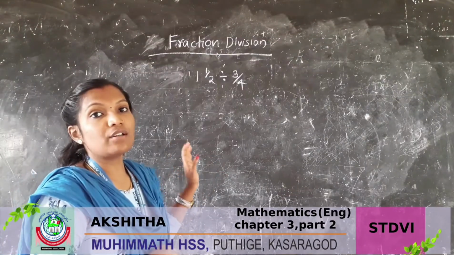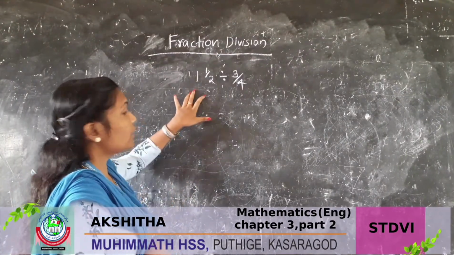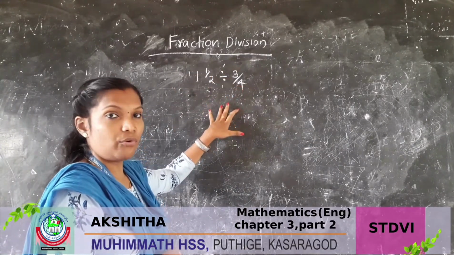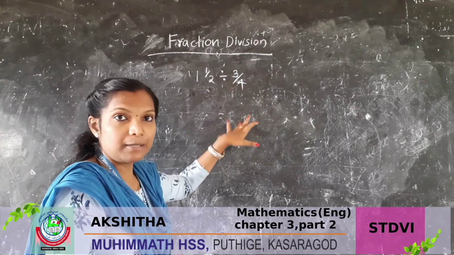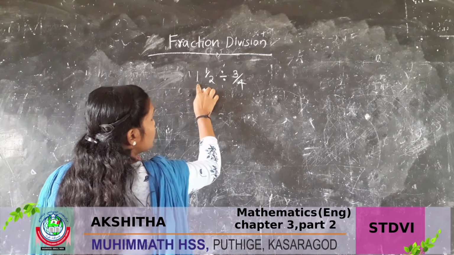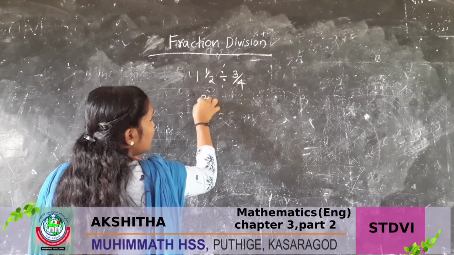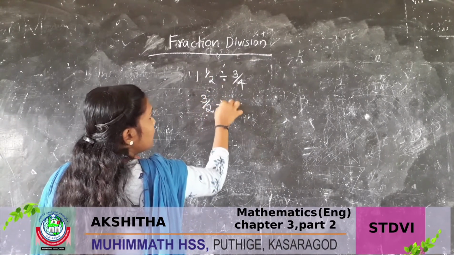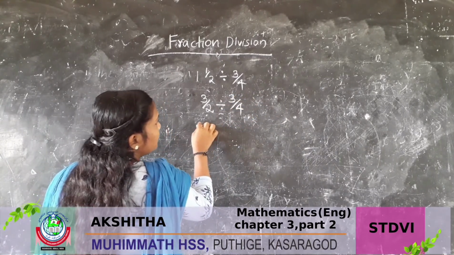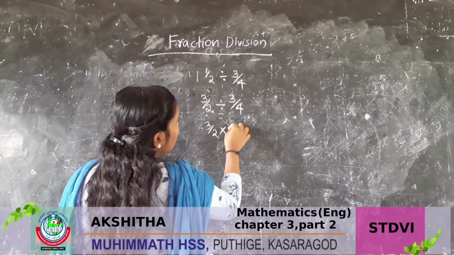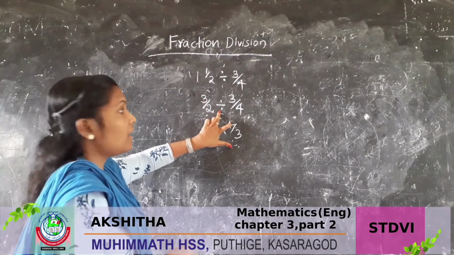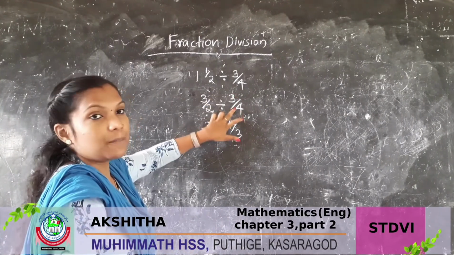Let's see the division of fractions. Look at the numbers here. 1 by 2 divided by 3 by 4. 1 and a half divided by 3 by 4. So how can we find the answer here? 2 ones are 2, 2 plus 1, 3. So we can write this as 3 by 2 divided by 3 by 4. Next 3 by 2 into 4 by 3. Here when we divide, we should write this in the reciprocal method.